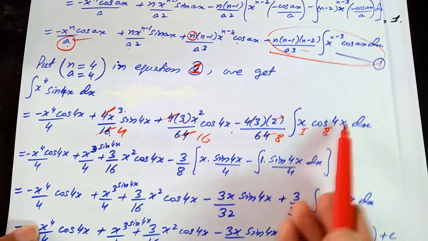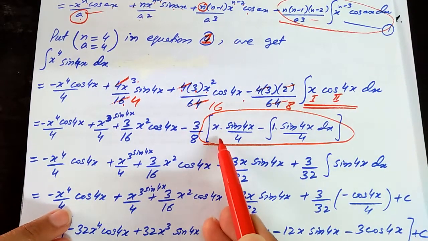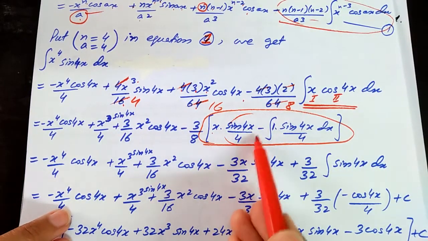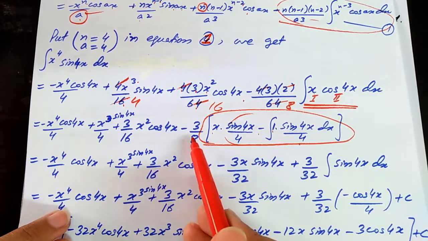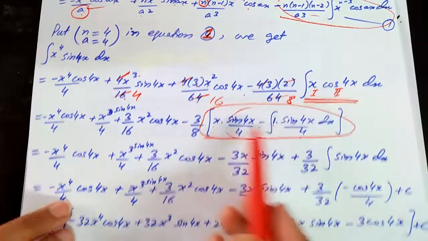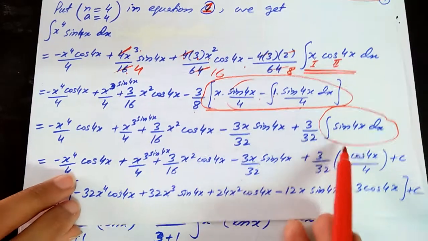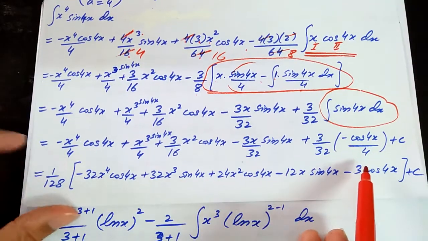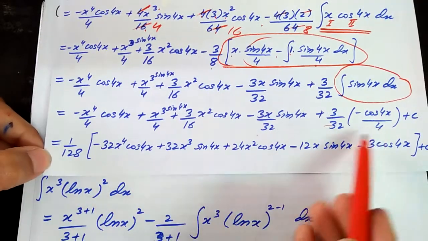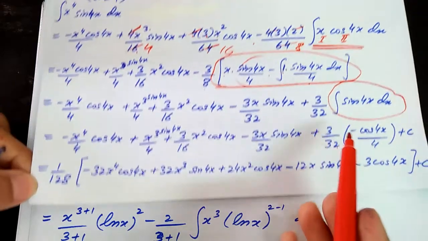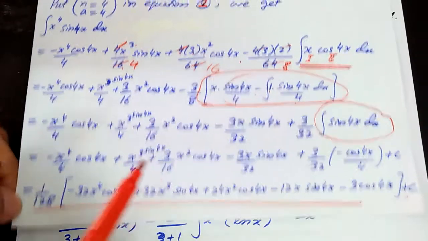Now we get x cos 4x. It can be integrated by parts. That will give us this bracket: first function as it is into integration of second, minus integral of derivative of first into integration of second dx. Open this whole bracket, multiply minus 3 by 8 inside, we'll get this thing, and this integration can be easily solved as minus cos 4x over 4. So after taking the highest denominator as common, because 4 when multiplied with 32 will give us 128, we'll get this answer plus constant of integration.